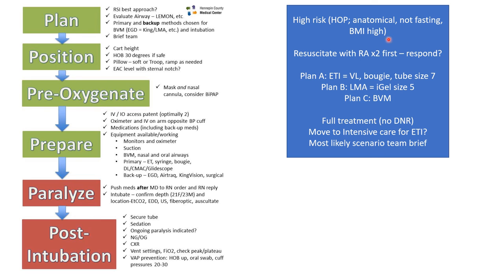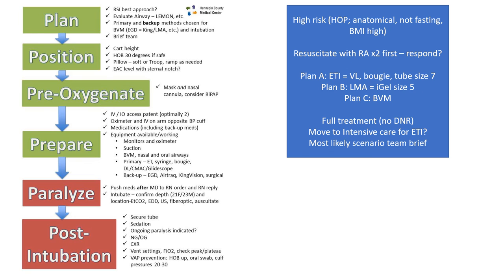So what you're saying here is that she's a high risk patient. You will resuscitate her and see if she responds. But if she doesn't respond to any of that, then you will go into endotracheal intubation. You will use a video laryngoscope, a bougie, and a tube size 7. You might do a DSI in between here. If that doesn't work, then you'll do an LMA with an i-gel size 5. And if that doesn't work, you'll do bag valve masking, and then move to front of neck access with a scalpel.